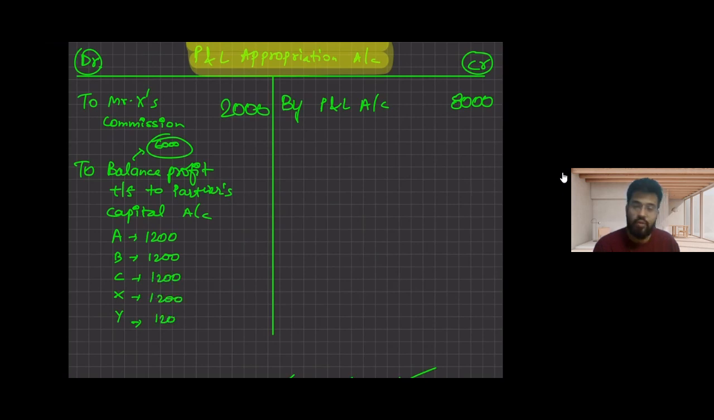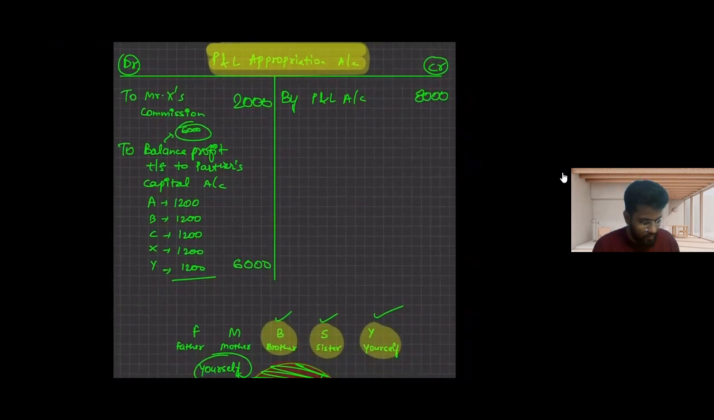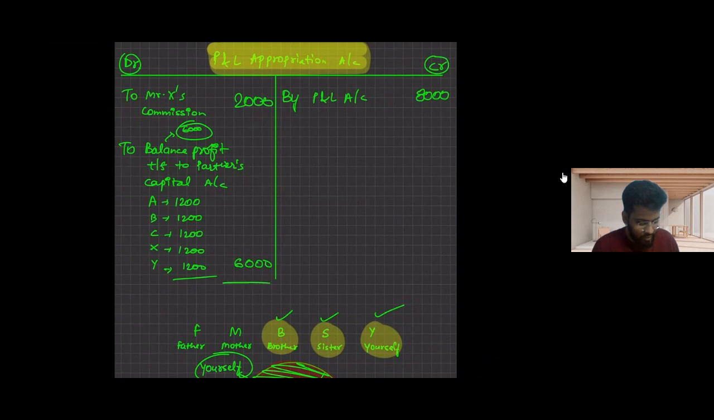This way your total would be 6,000, which is distributed to all of them, and the total of the debit side would be 8,000, as well as the total of your credit side would be 8,000. This is how we will prepare our P&L appropriation account.